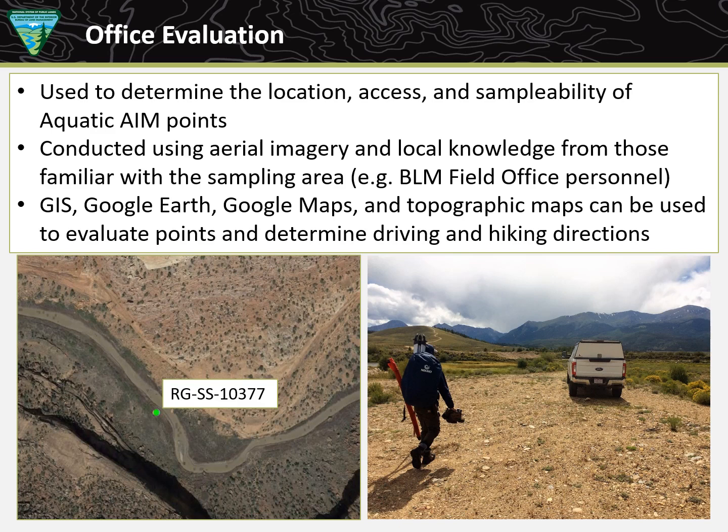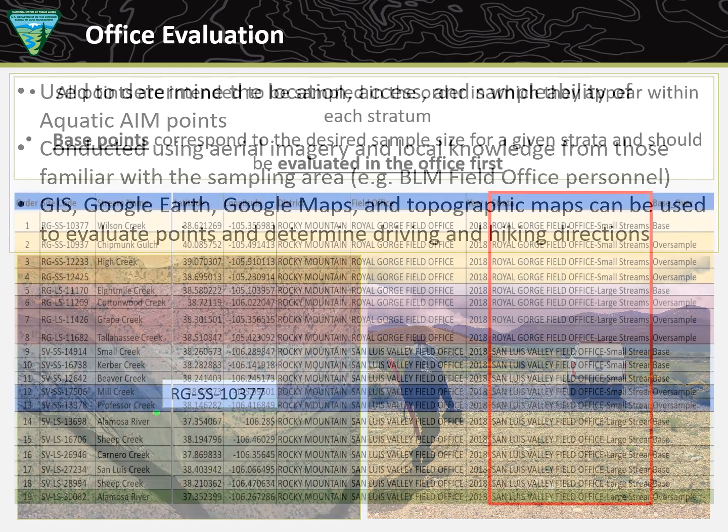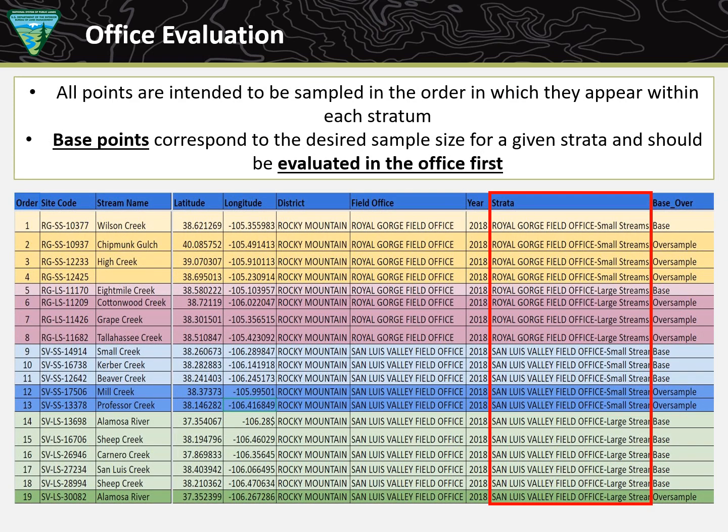When conducting office evaluation, there are several things that must be taken into consideration to ensure that the design remains statistically valid. All points in a design are intended to be sampled in the order in which they appear within each stratum in the Design Management Worksheet.